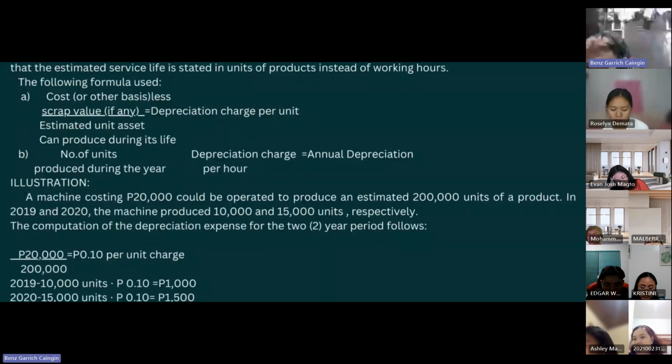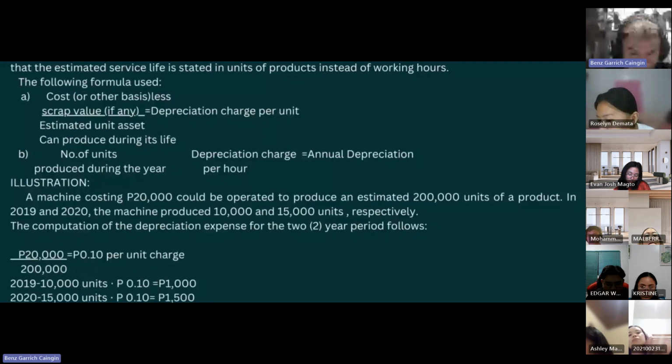So here is an example of the illustration. A machine costing 20,000 pesos could be operated to produce an estimated 200,000 units of a product. In 2019 and 2020, the machine produced 10,000 and 15,000 units respectively. So the computation of the depreciation expense for the 2-year period follows. So we're just going to distribute the cost, which is 20,000 pesos, over its estimated life in units, which is 200,000, equals 0.10 pesos per unit charge.